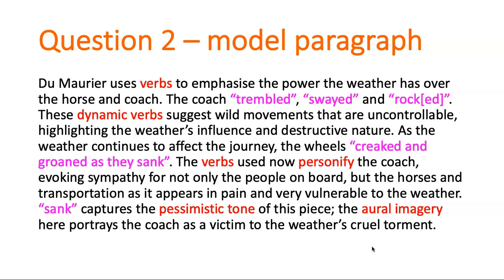So du Maurier uses verbs to emphasize the power the weather has over the horse and coach. The coach trembled, swayed, and rocked. These dynamic verbs suggest wild movements that are uncontrollable, highlighting the weather's influence and destructive nature. As the weather continues to affect the journey, the wheels creaked and groaned as they sank. The verbs used now personify the coach, evoking sympathy for not only the people on board, but the horses and transportation, as it appears in pain and very vulnerable to the weather. Sank captures the pessimistic tone of this piece. The oral imagery here portrays the coach as a victim to the weather's cruel torment.